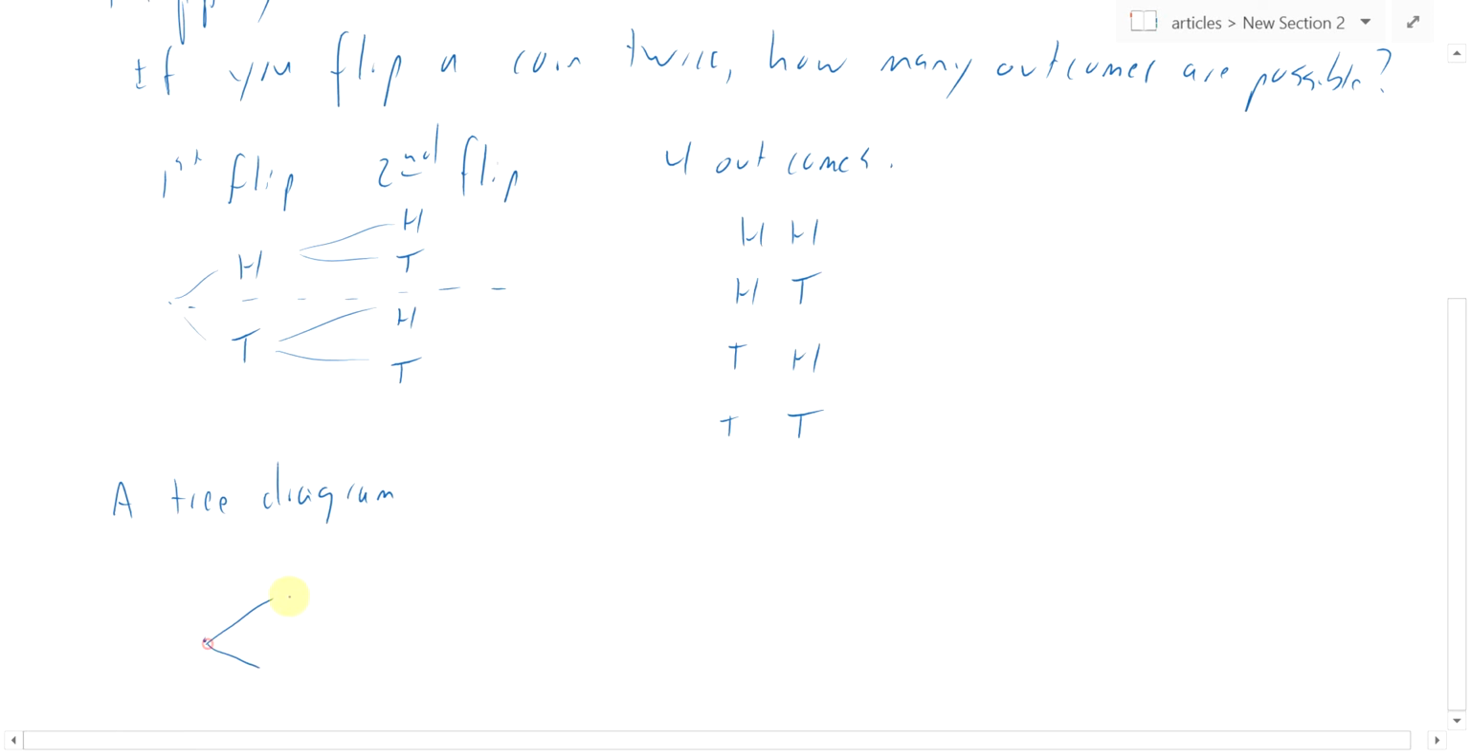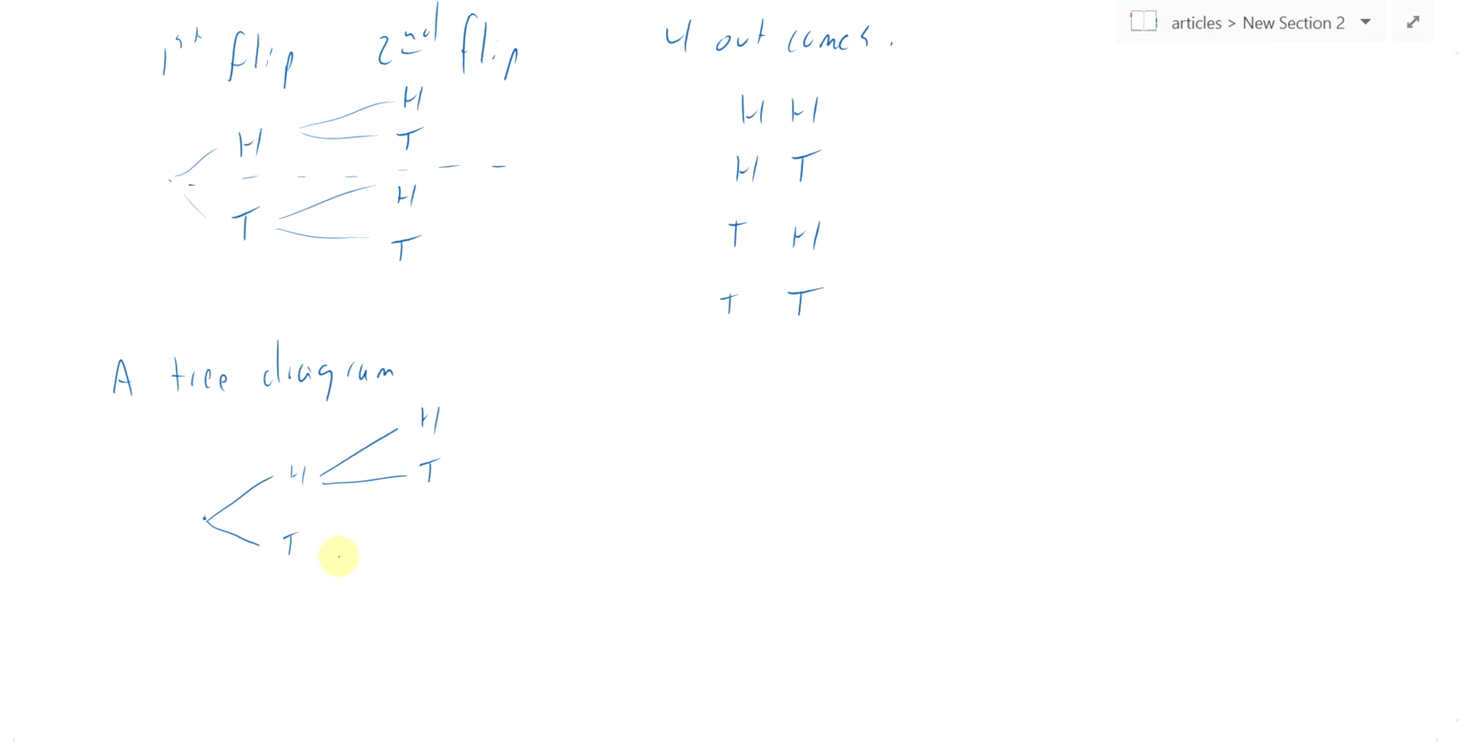First flip, you can get heads or tails. So this is my first flip. After you got a head and you flip it again, you can get heads again or tails. After the first flip, if you got tails, you flipped again, you could get heads or tails. And so this is the sequence: first heads and then heads again, first heads and then tail, tail and then head, tail and then tail. So that counts all 4 of them. So each branch is one outcome of flipping a coin twice: a head and then another head, head and then a tail, tail and then a head, tail and a tail.